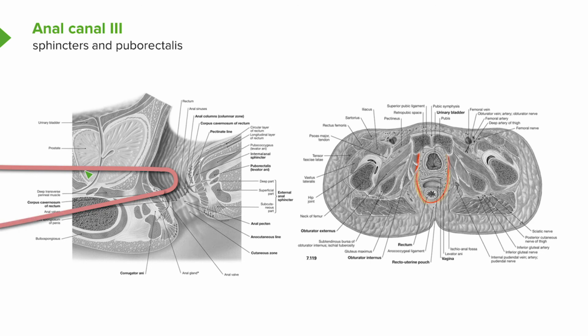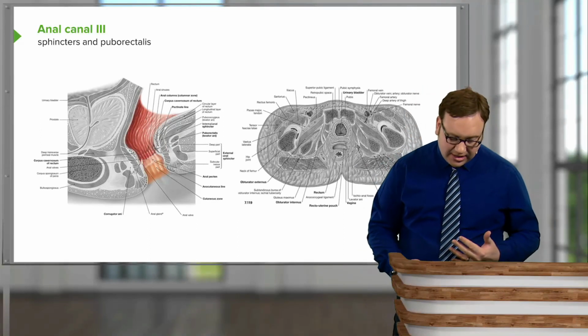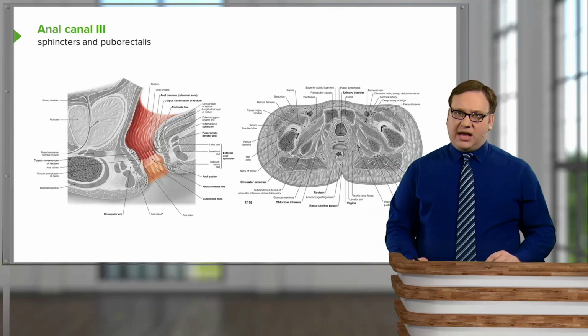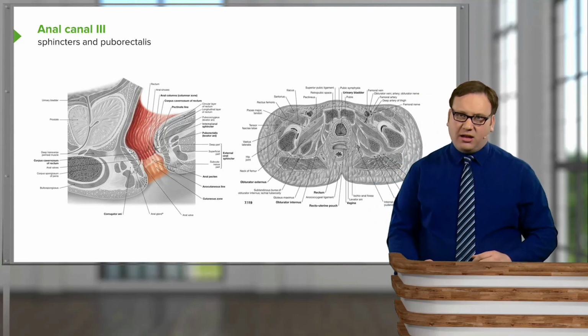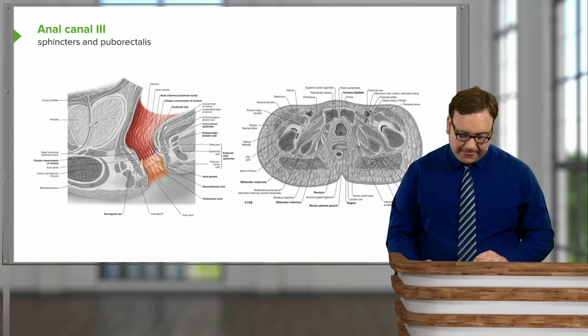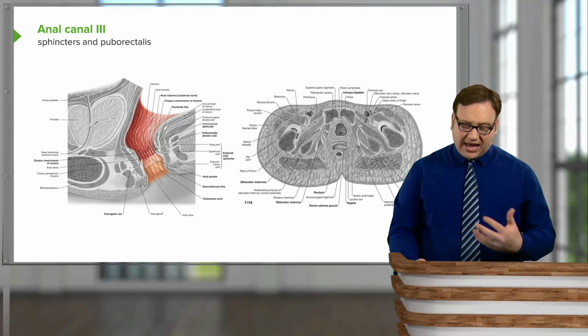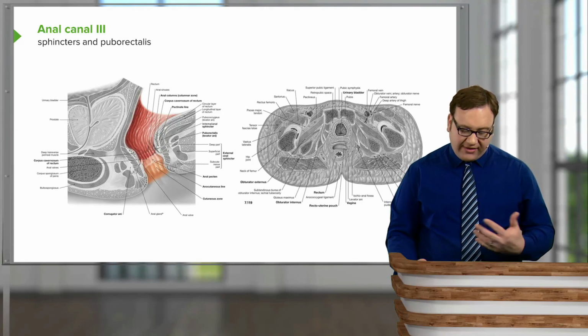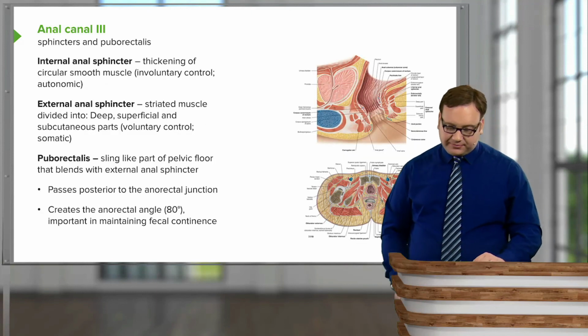Now, when that is contracted, it creates this angle, called the anorectal angle, which is maintained by puborectalis. And this once again helps to control defecation. Relaxation of this muscle will straighten that angle and ease defecation. We also have a number of other muscles that are involved in maintaining fecal continence, and we have external and internal anal sphincters. And we can see these here.